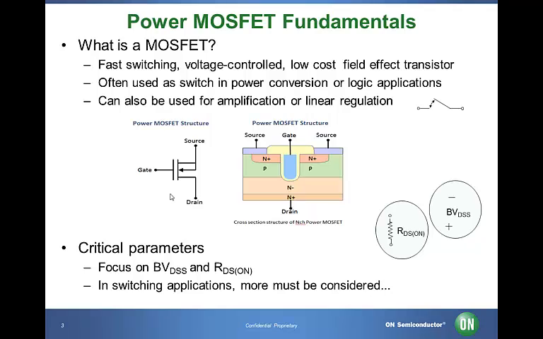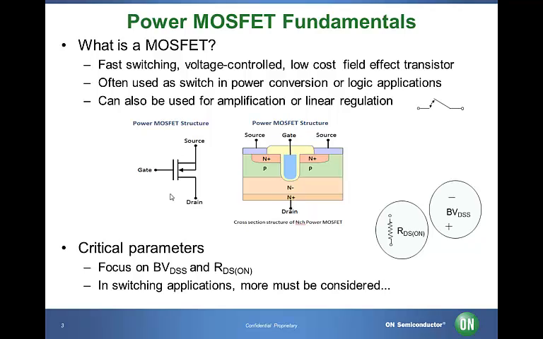Breakdown voltage between the drain and the source and on resistance are two of the most important parameters. The breakdown voltage between drain and source refers to the maximum voltage you can apply between the drain and the source. You need to select the right breakdown voltage between the drain and the source according to the supply voltage and the required design margin. On resistance refers to the resistance to the current flowing from the drain to the source.